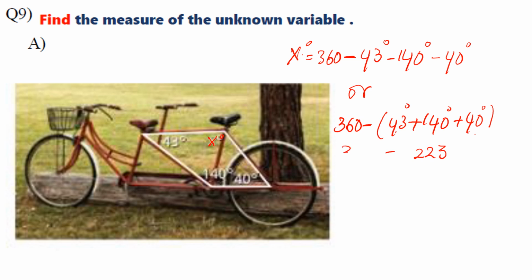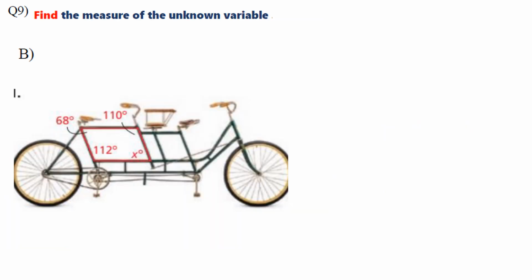Now, subtract it from the 360. So you will get 7 and 5 and 2 is 3. And then 3 minus 2 is 137 degree. Okay, so this is how we will solve it. Next question.